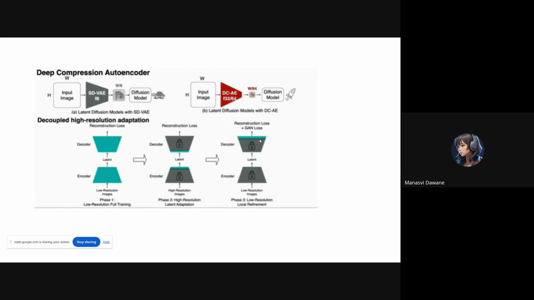Now, why is GAN loss added? There are three reasons. First, to make something look real or not, because GAN loss tells if something is real or fake. Second, to make the image look realistic and detailed. And third, sometimes it does generate blurs, so it fixes the blurs. So that's the reason GAN loss is added in phase 3, in raw resolution and local refinement.